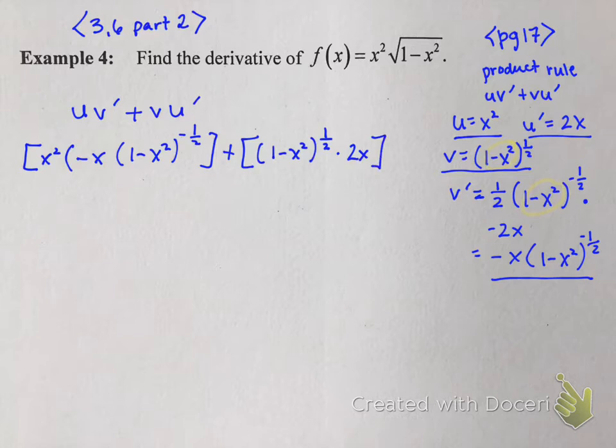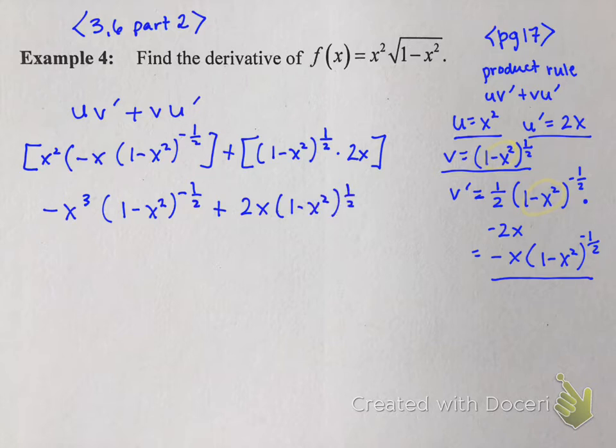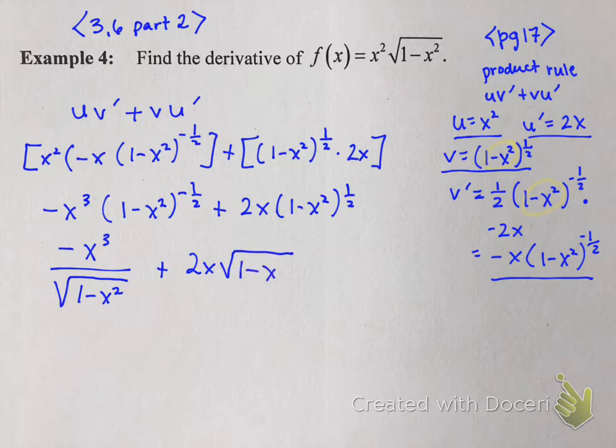Okay? All right, so if we put the pieces together, I get negative x cubed times 1 minus x squared to the negative 1/2 power plus 2x times 1 minus x squared to the 1/2 power. If you want to make this look just a little bit better, you can get rid of the negative 1/2 powers. Remember, that's the square root. So I can write this as negative x cubed over the square root of 1 minus x squared plus 2x times the square root of 1 minus x squared. I mean, that's about the best you can do.